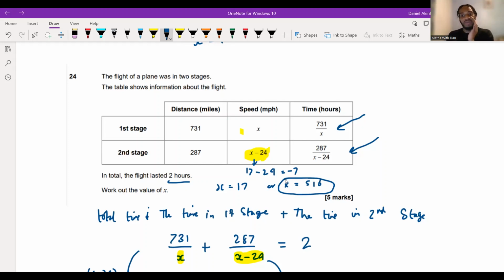Does that make sense, guys? Does anybody have any questions on that? This was quite a difficult one. I saw it, I can't remember what paper it was. It was a paper 2. But yeah, does that make sense, guys? Does anybody have any questions on that?